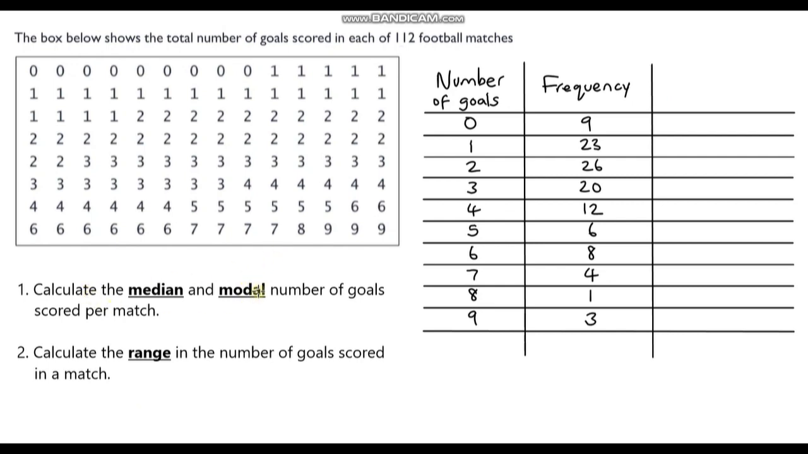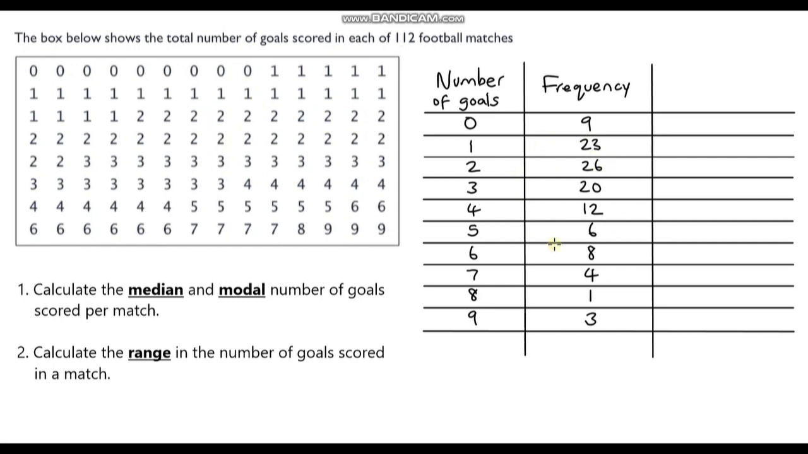So first of all, let's have a look at calculating the mode. Now, what does mode mean? Well, mode is the most common or the most popular. So when you've got a list of data, it's which number or which thing appears the most often. Now, it's quite hard to see from this table which one appears the most often. We've got quite a lot of ones, quite a lot of twos, and a lot of threes.